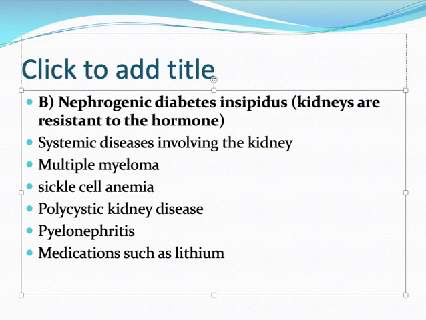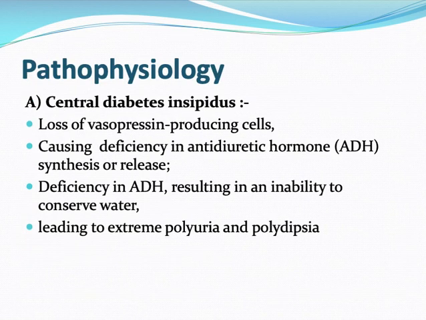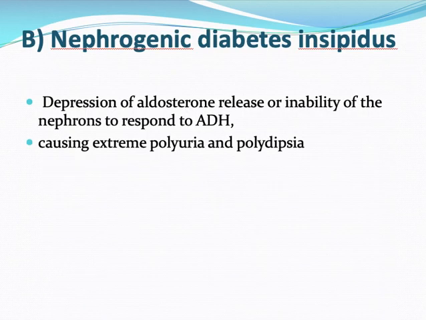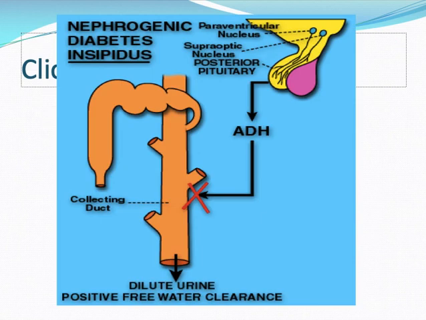And the third one, as I told you, is psychogenic DI. We are going to cover that. So, guys, I don't think I have to revise this thing. This one is showing the central one. There is no ADH, and the urine will be dilute as well as copious. The water will be released a lot, whereas in nephrogenic one, the hormone is there, but it is not acting on the kidney.